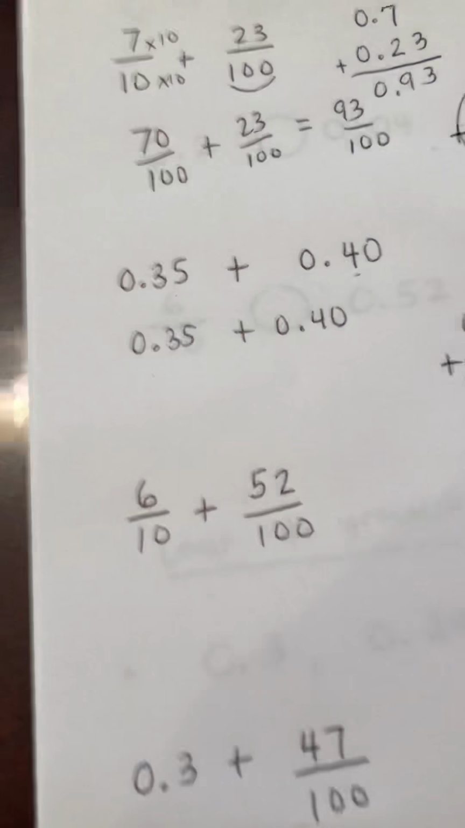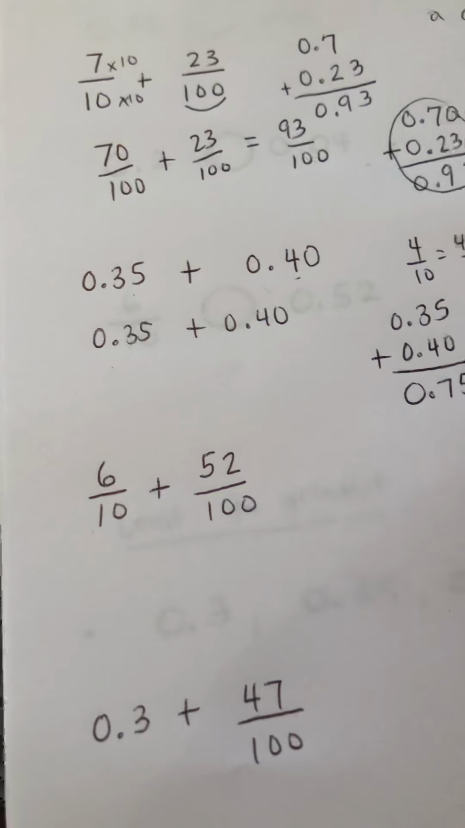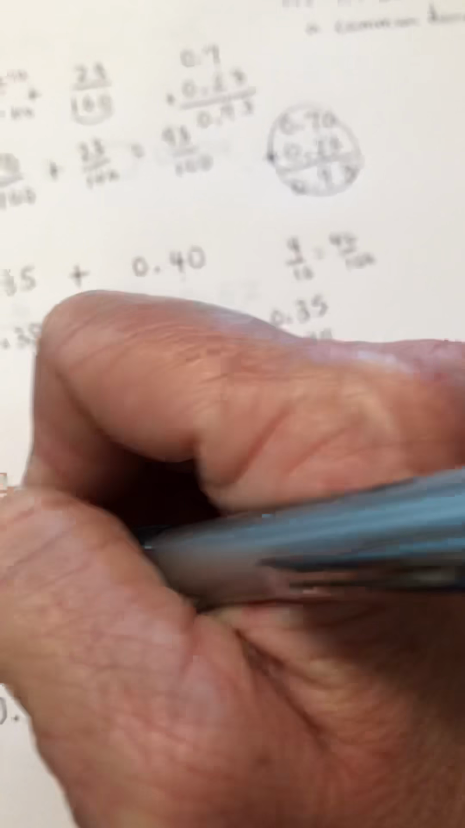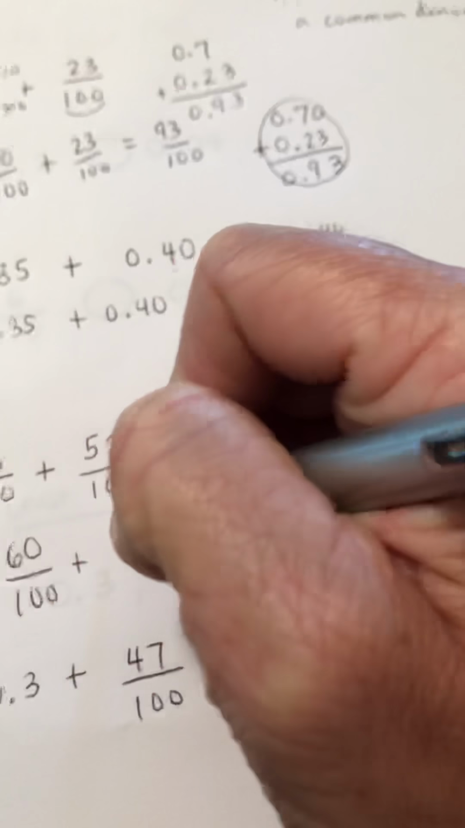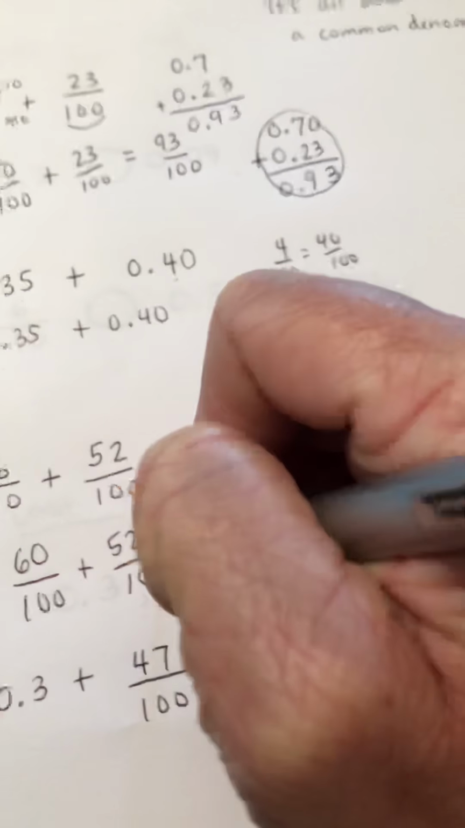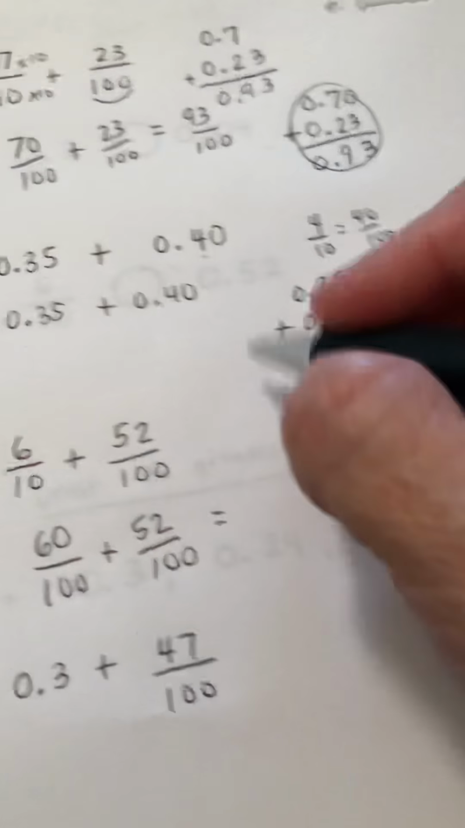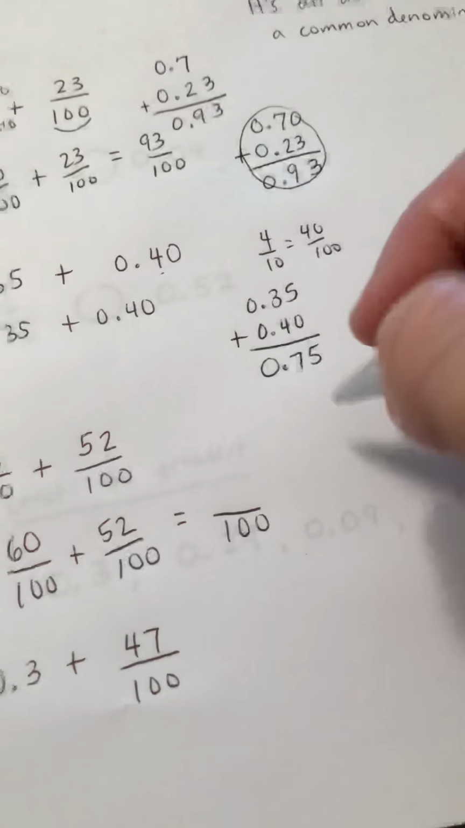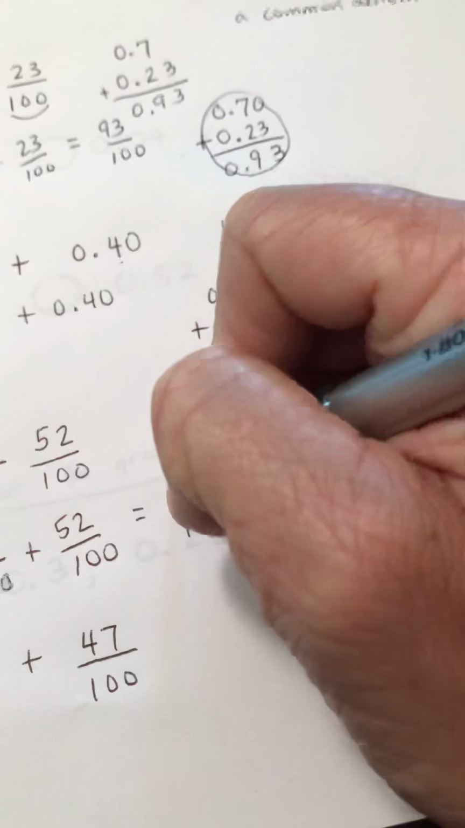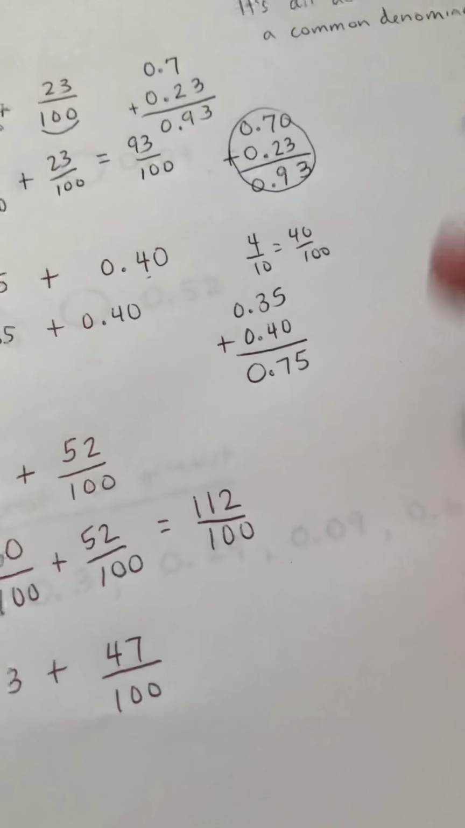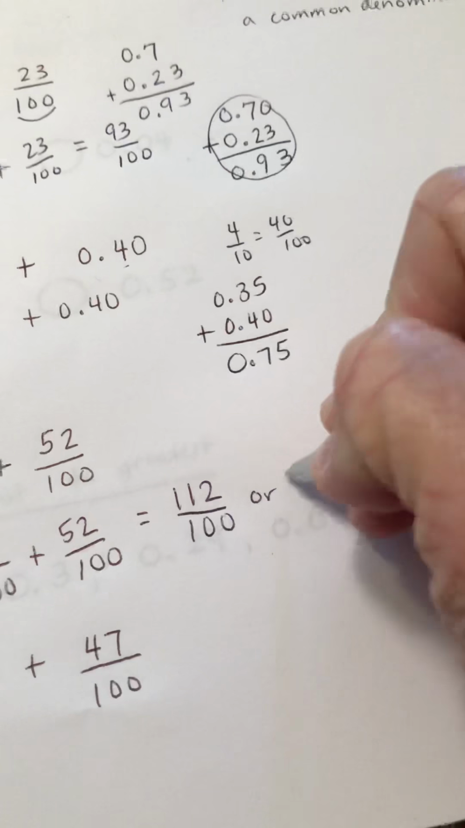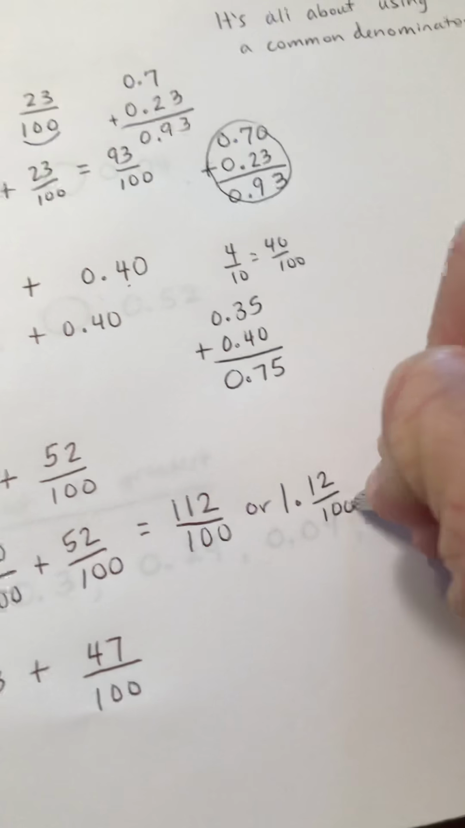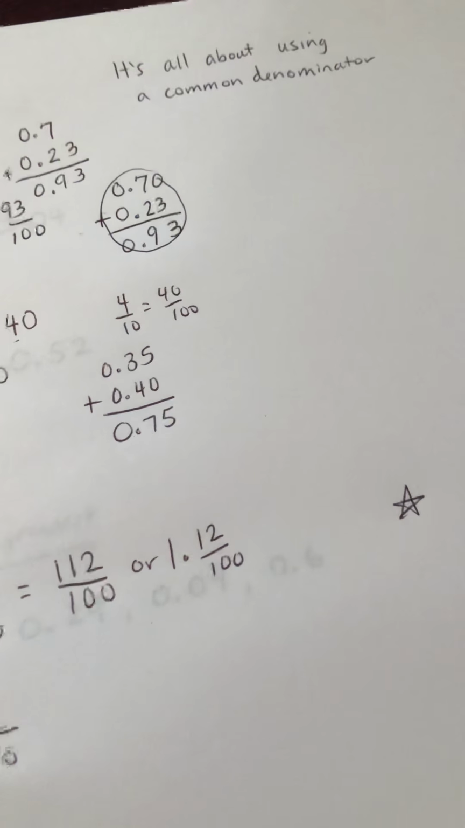All right, here's another one, back to fractions. We're going to turn this into 6 tenths is 60 hundredths plus 52 hundredths. Okay, I have this one because it goes over the whole. So this is 60 plus 52 is 112 hundredths. So we write that as 1 and 12 hundredths, or 1 and 12 out of 100.